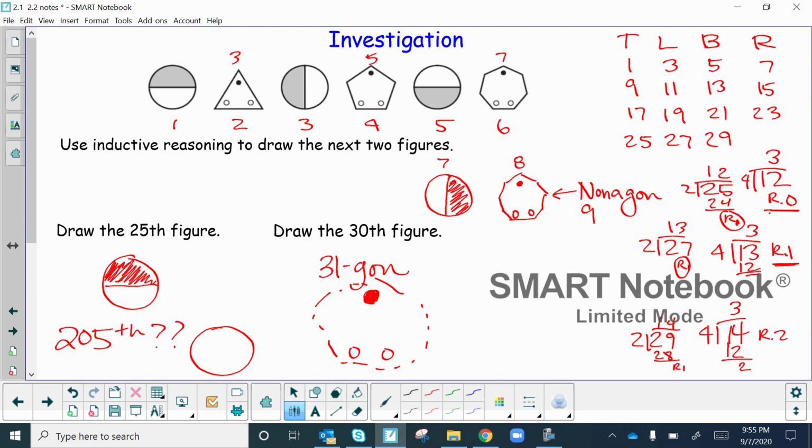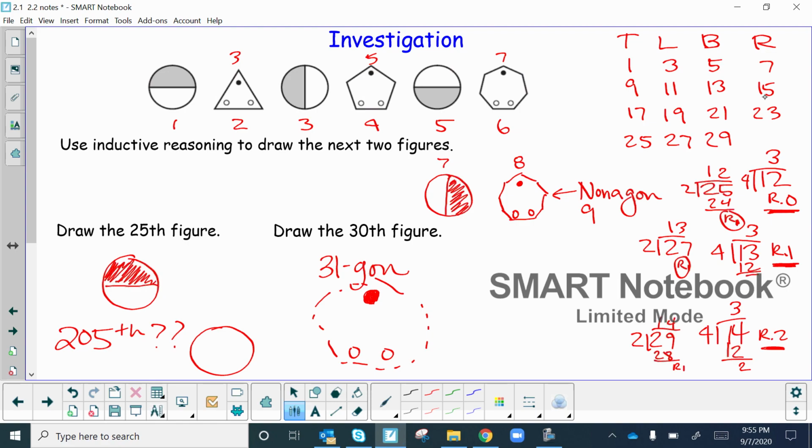So guess what, guys? Every time I get that remainder of 0, it's going to be shaded on top. Every time I get that remainder of 1, it's going to be shaded on the left side. Every time I get remainder of 2, it's going to be shaded on the bottom. And obviously, the remainder of 3 is going to be shaded on the right side.